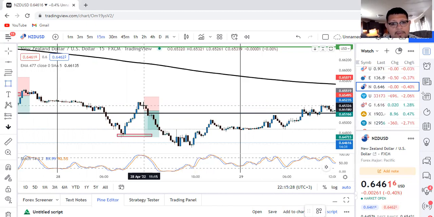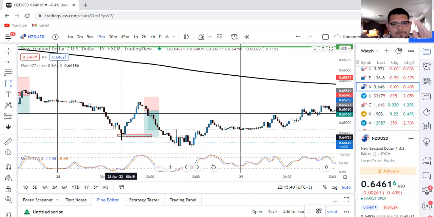I know that the overall trend is down. I'm not going to do the buying. I'm not going to do the buy. But what I want to see is the moving average. And don't get confused here, guys.